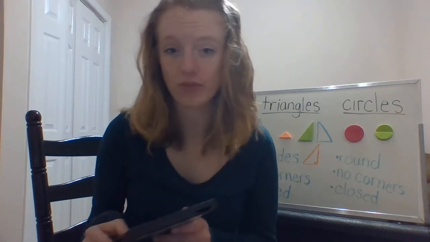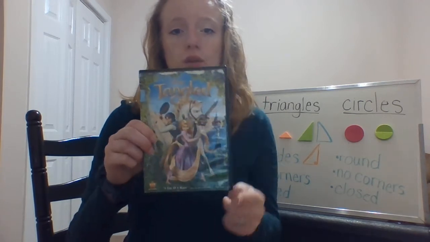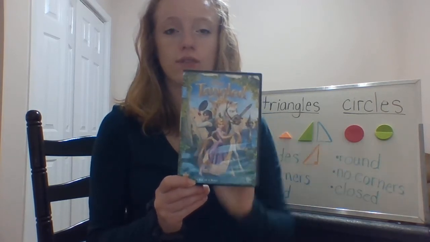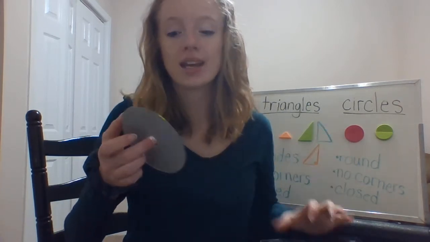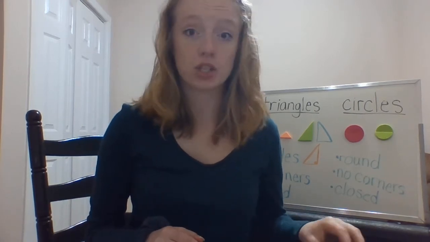And then I also found, is this a circle? No. What shape is this? This is a rectangle because it has 1, 2, 3, 4 sides and 1, 2, 3, 4 corners. What kind of corners? Square corners. Good. And 2 of the sides are long and 2 of the sides are short. But inside, I have my Tangled DVD, which is a circle. So I found a lot of things at my house that are shaped like circles.